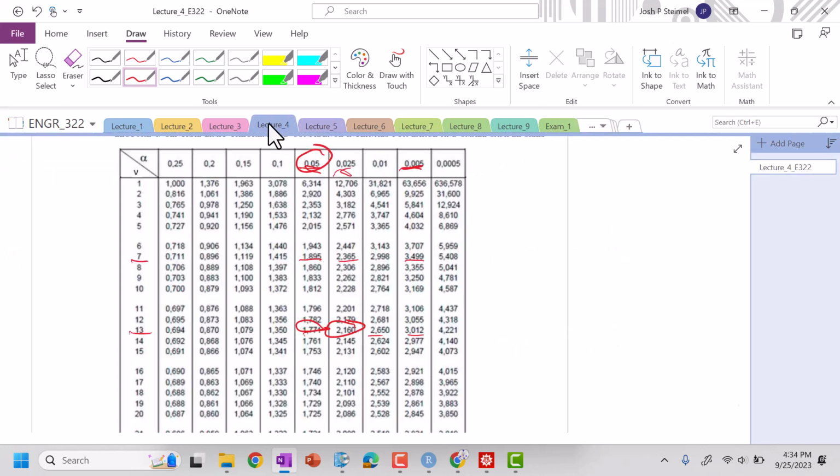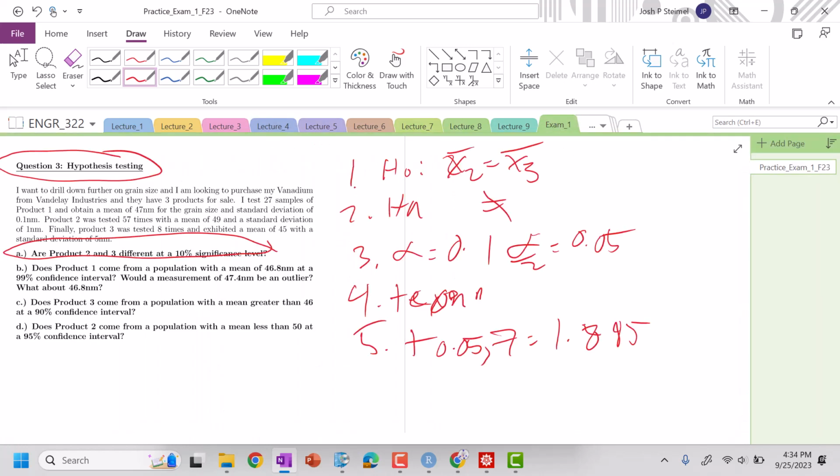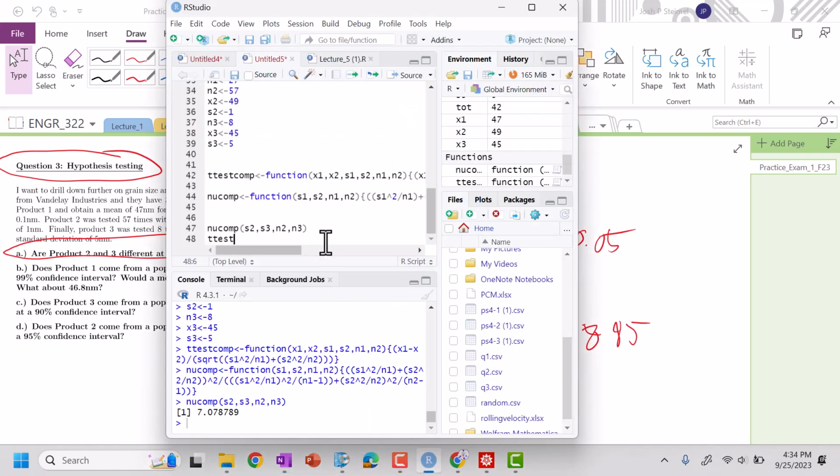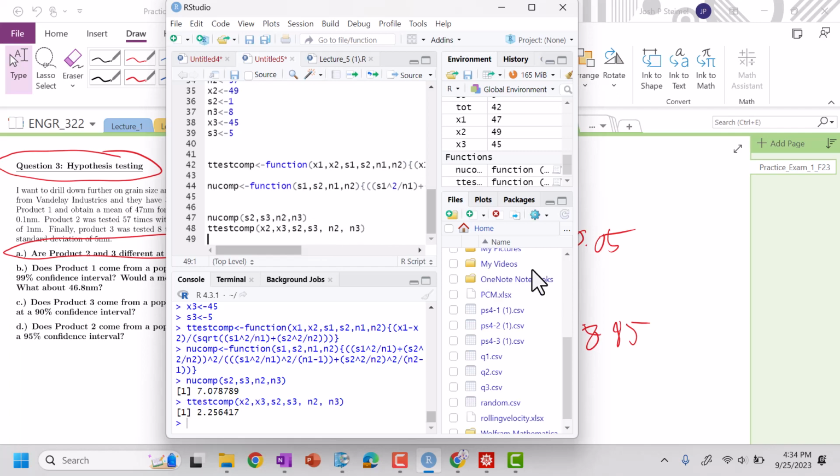Let's go back here just to check and make sure. Alpha, nu, so 1.895, so that's good. And then where's my t experimental? Where am I going to find that? Here we go. So t-test comp, I'm going to use x2, x3, s2, s3, n2, n3. 2.25.